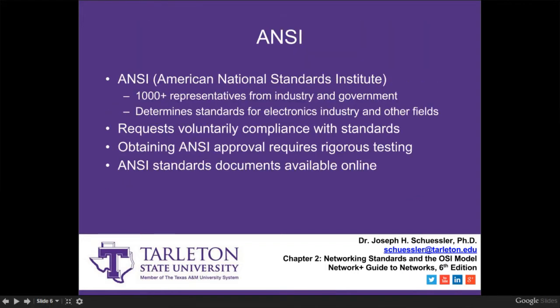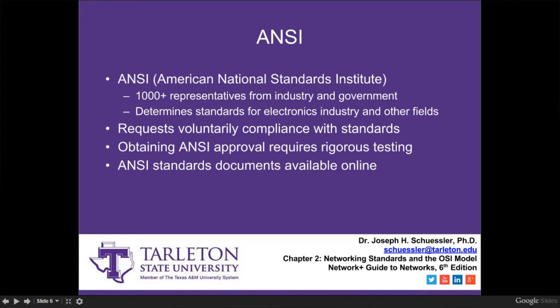So the first one is ANSI. That's the first one we're going to take a look at, the American National Standards Institute. Lots of different representatives, both from industry and government, and they help to determine standards for the electronics industry and other fields. Compliance is voluntary with those standards. In other words, there are no ANSI police. They're not going to come out and get you if you don't comply.